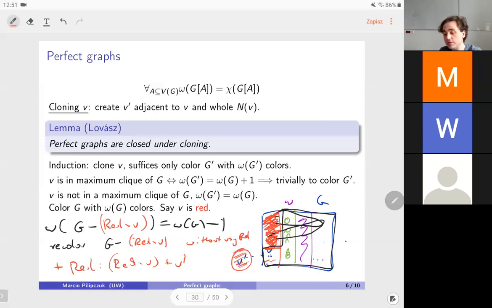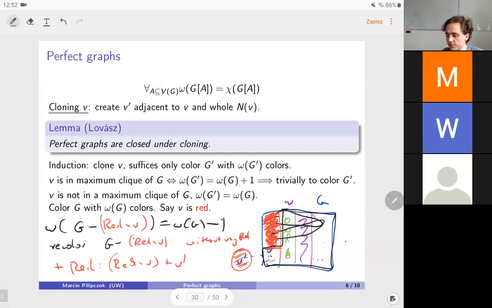Okay, so let us repeat this proof. What happens here is that we are in the case when we cloned the vertex, but omega didn't grow. That means that this vertex wasn't in any maximum clique of size omega. So we colored the graph and assumed that our color is red. The crucial observation was that if we delete all red vertices but V, already the clique size drops by 1, because there's no maximum clique including V. Which means that you could recolor this red part of the graph so that V gets a different color, so that V doesn't get red, it gets green, pink, or whatever.